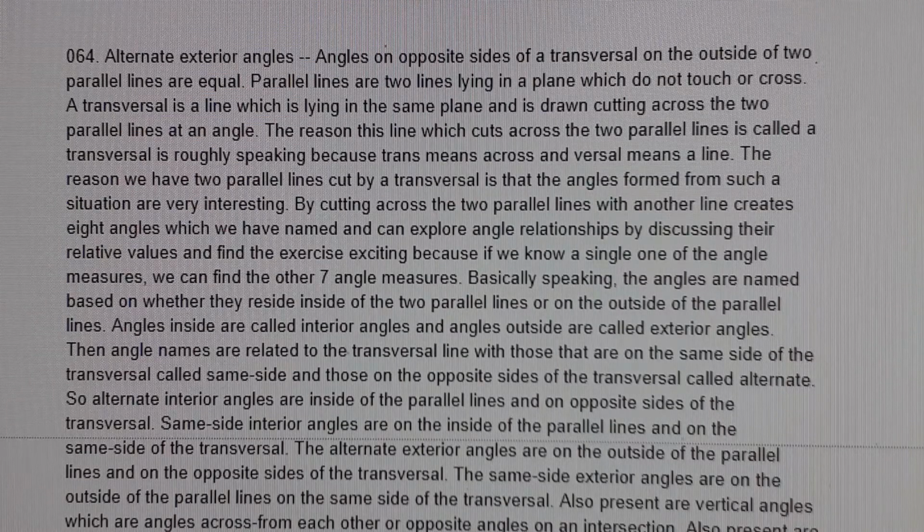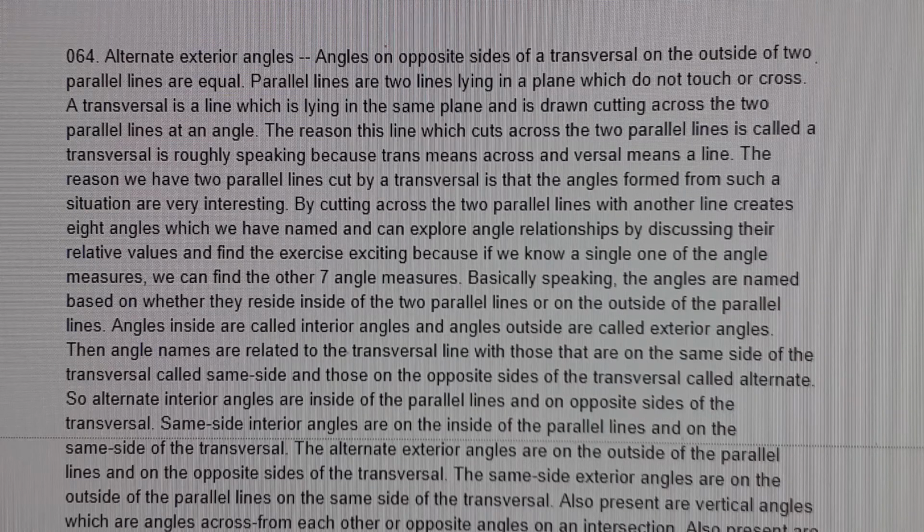Basically speaking, the angles are named based on whether they reside inside of the two parallel lines or on the outside of the two parallel lines. Angles inside are called interior angles, and angles outside are called exterior angles. The angle names are related to the transversal line, with those that are on the same side of the transversal called same side, and those on the opposite sides of the transversal called alternate.